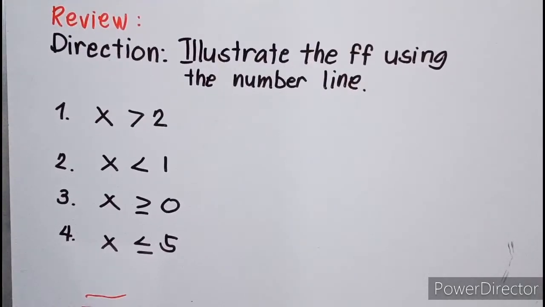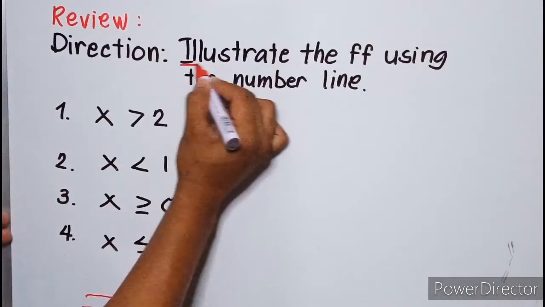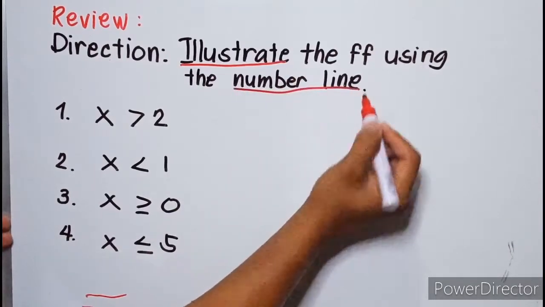Before we have further discussions on quadratic inequalities, let us first have our review. For our review, the direction is: illustrate the following using the number line. I have listed here four inequalities. Number 1, x is greater than 2. Number 2, x is less than 1. Number 3, x is greater than or equal to 0. And number 4, x is less than or equal to 5. We are going to illustrate these inequalities using our number line.